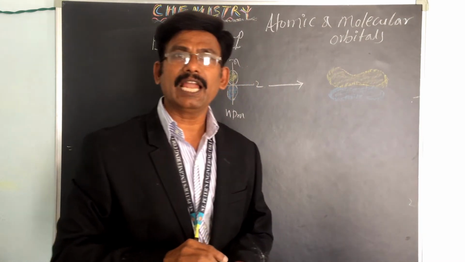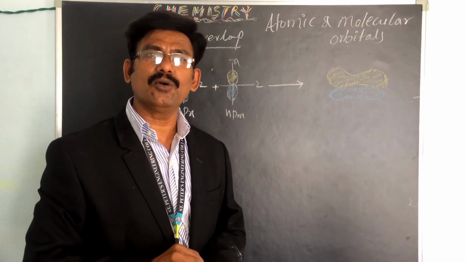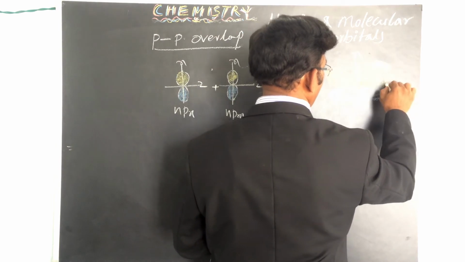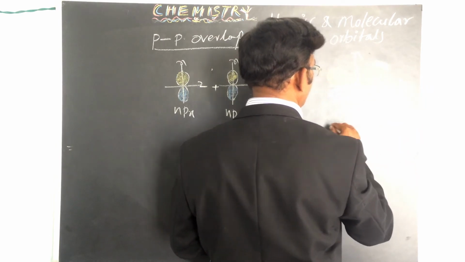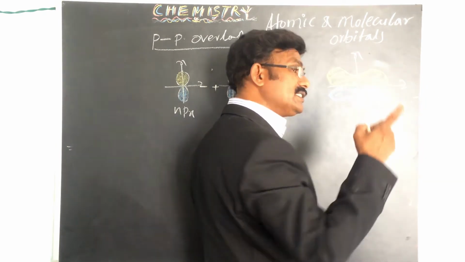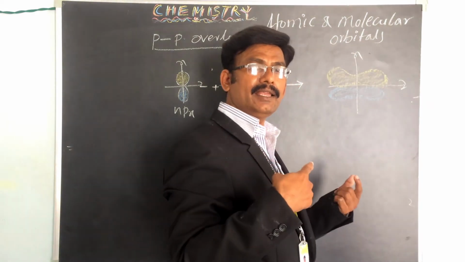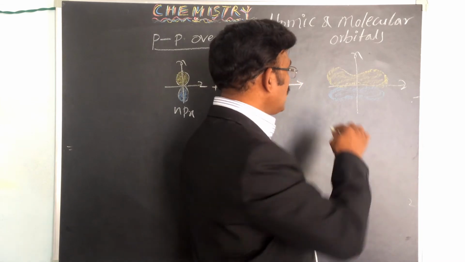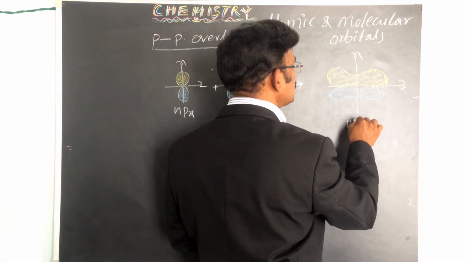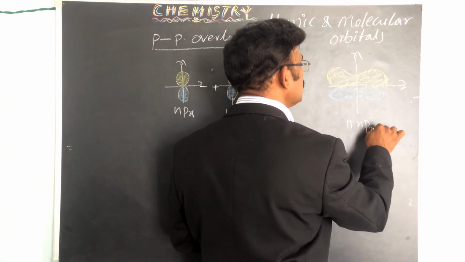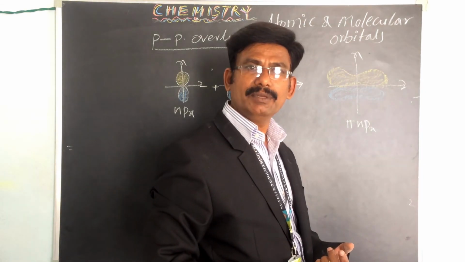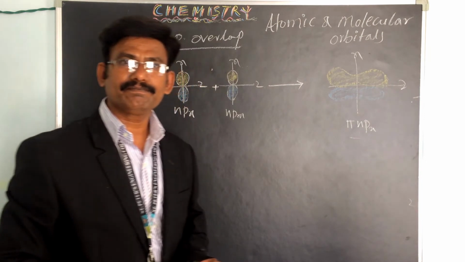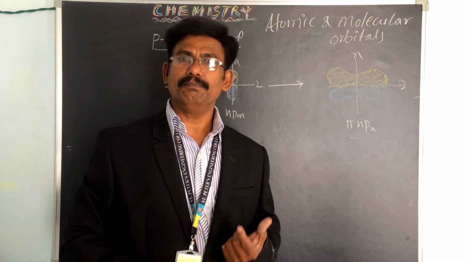This is what? NPX. This is also in which direction? X direction and Z direction. So here there is sigma, but here in NPX and NPY there is sidewise overlapping. So with the sidewise overlapping, pi NPX formation takes place. So pi NPX bond formation. That is about the bonding.